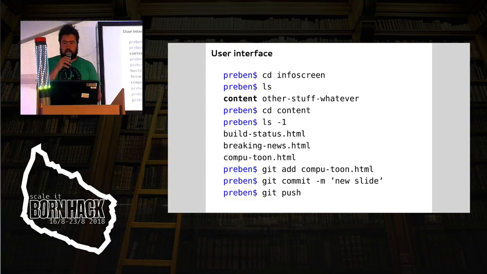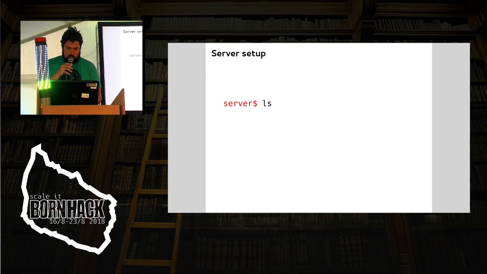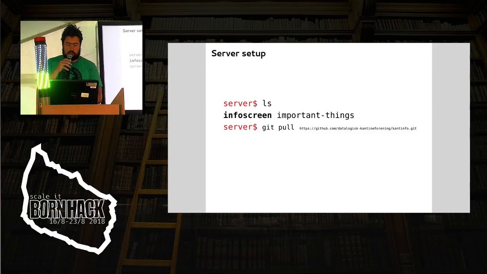Git and will manage to somehow update the system and show the slide. So at the server setup, all you need to do is you also have the cloned InfoScreen repository at the server, and you can just git pull this address.